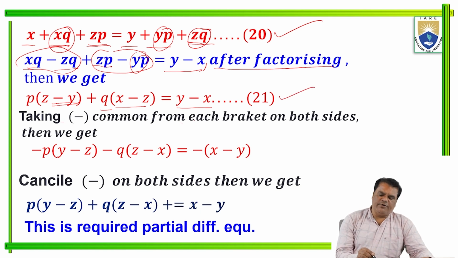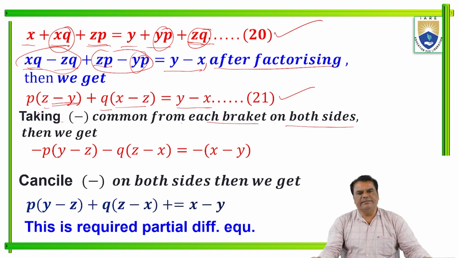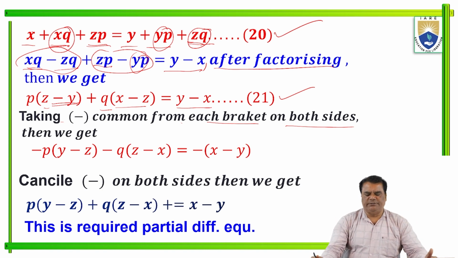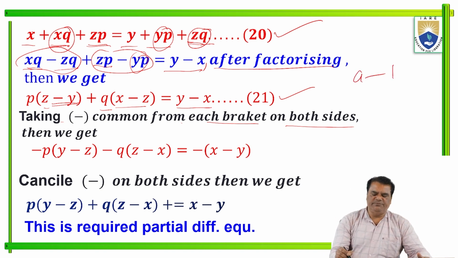Taking minus common from each bracket on both sides. Then we get minus taking common. After taking minus common, the bracket is just opposite. Like this, a minus v is common. Taking minus common, then a is minus and v is plus, minus, then b minus a.